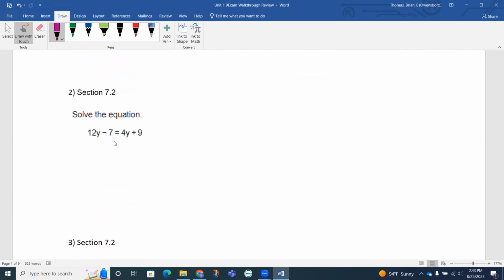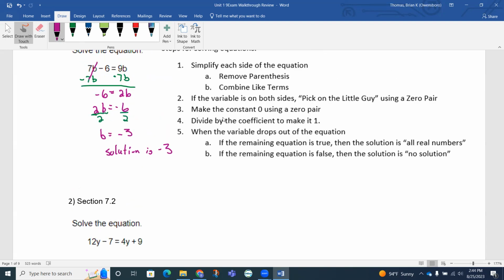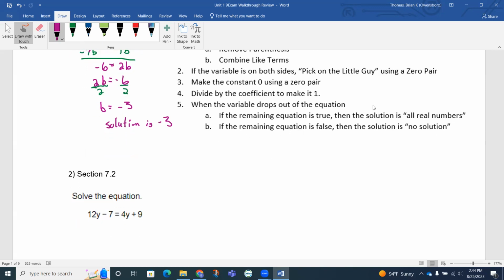If I look at this equation, on the left side I have a 12y and a negative 7. There's not any parentheses, and 12y and a negative 7 are not like terms. So we look to the right side, and we have this 4y plus 9. Notice that those aren't like terms either. So the first step is already done. We don't have to do anything. The next step is, if the variable's on both sides, pick on the little guy using a zero pair.